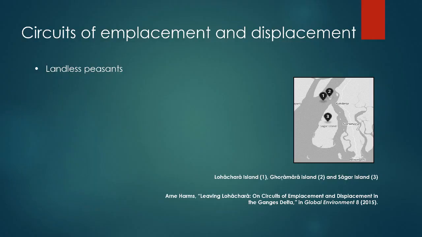Landless peasants, from his own work. This is where he got this idea from his own research, as I said, he's an anthropologist, in the Ganges Delta. And his example is the island of Loachara, which actually can't be seen on the map. It has vanished since. One of the Char Islands, situated in the Indian part of the Bay of Bengal.